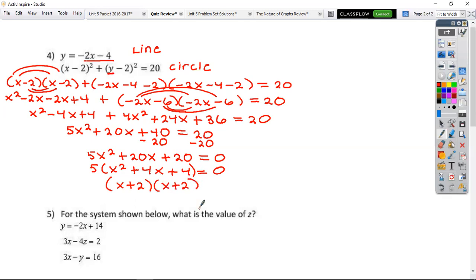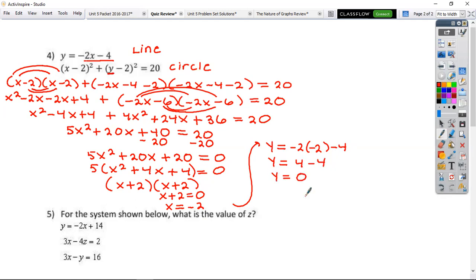I think this is the first time you've seen this. This is only going to have one solution. That's okay. So I do x plus 2 equals 0. So x is equal to -2. Do I still have to find the y value? Yes, I do. And then you're done. So y is equal to -2 times -2 minus 4. So y is equal to, yep, 0. Very good. So the intersection of this line and circle is only one point located at -2, comma 0.